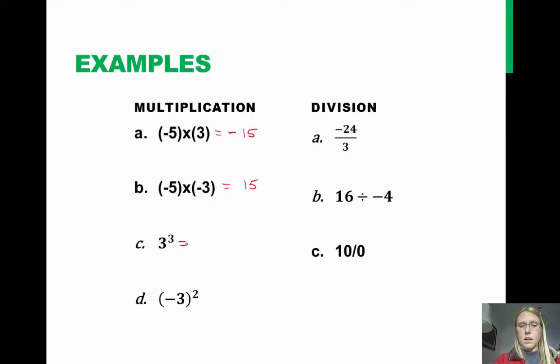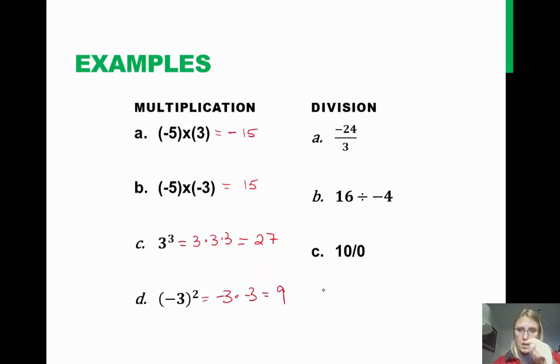Look at C. C is the same thing. When you have 3 to a power, it's the same thing as saying 3 times 3 times 3. If I multiply that out, I have 27. However, in this one, -3 to the second power is the same thing as saying -3 times -3. Well, a negative times a negative is a positive, so that is going to be a 9.